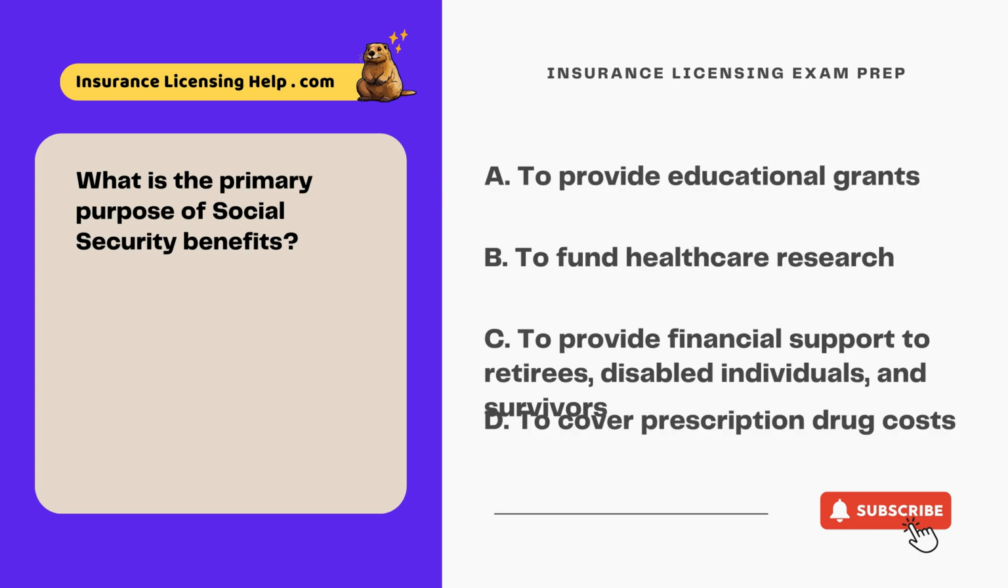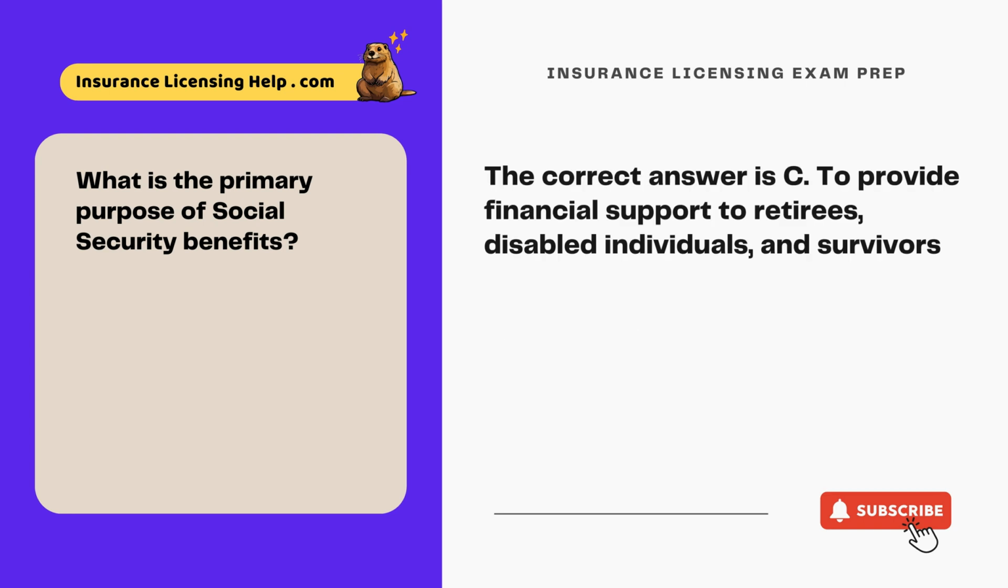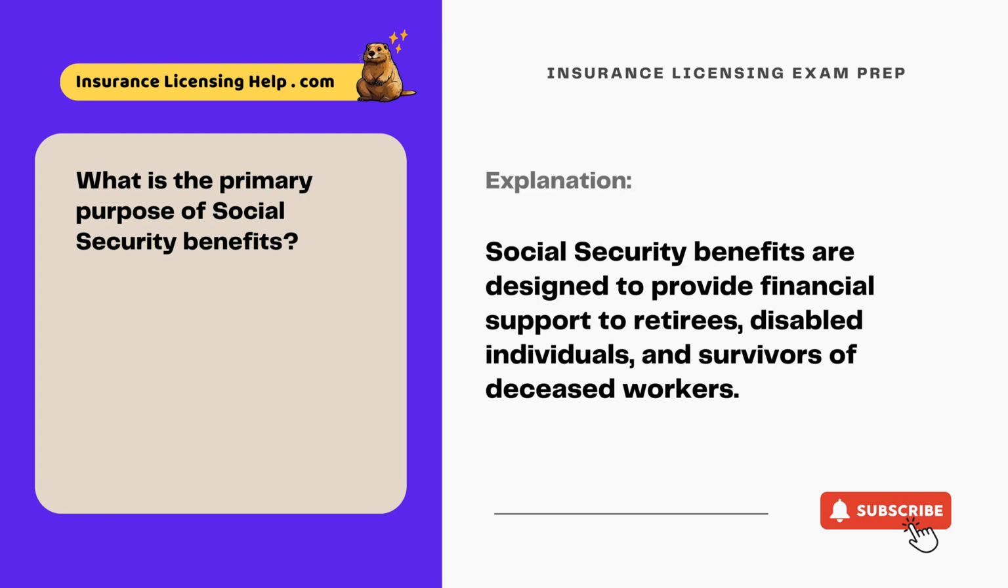What is the primary purpose of Social Security benefits? A. To provide educational grants. B. To fund healthcare research. C. To provide financial support to retirees, disabled individuals, and survivors. D. To cover prescription drug costs. The correct answer is C. To provide financial support to retirees, disabled individuals, and survivors. Social Security benefits are designed to provide financial support to retirees, disabled individuals, and survivors of deceased workers.